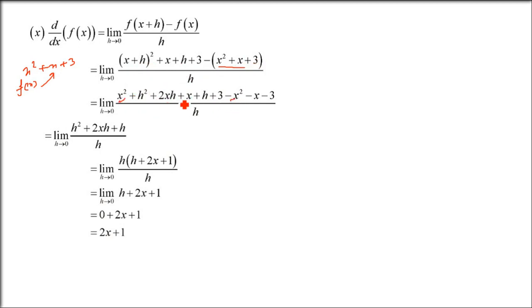x squared cancelled, xs get cancelled, and h squared will remain, 2xh will remain, and h will remain. Other things get cancelled. Denominator you have h. So when you take h common from here, denominator h gets cancelled. Only h plus 2x plus 1 will remain. Now put h as 0, 2x plus 1 will be the answer.